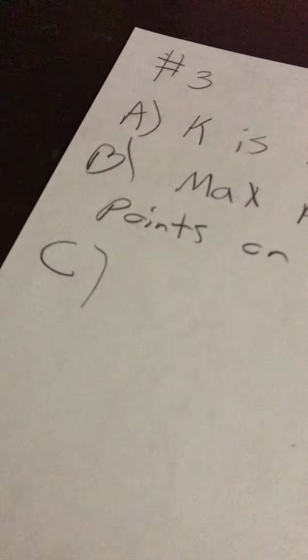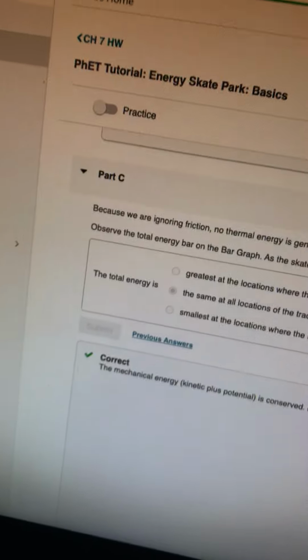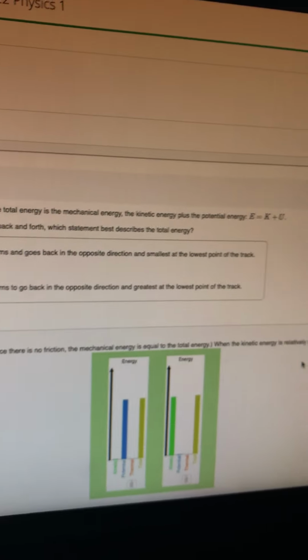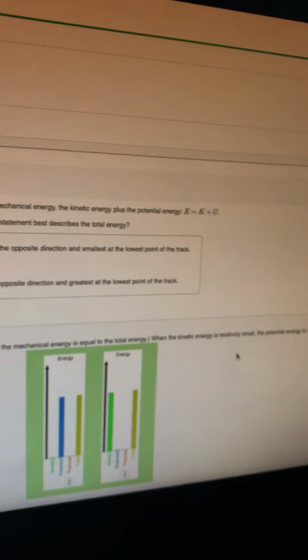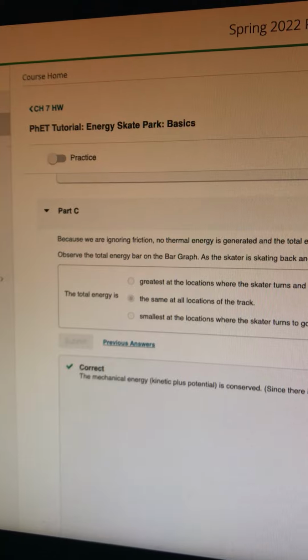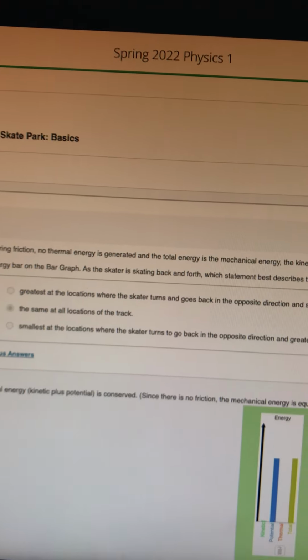Let's see what C says. No thermal energy is inherent, total mechanical energy is the kinetic energy plus potential energy, E equals K plus U. Choose the total energy graph on the bar graph as the skater is skating back and forth. Which statement best describes total energy?